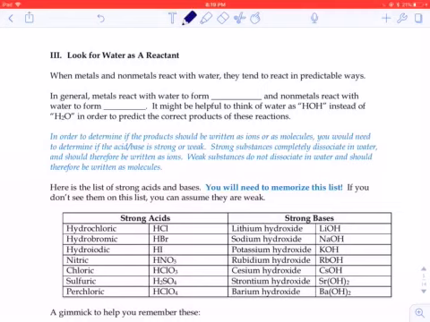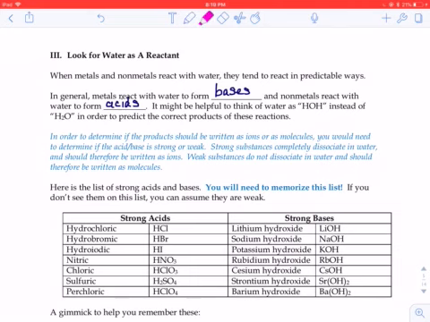The third type of reaction to be on the lookout for is when you have water as a reactant. When metals and nonmetals react with water, they tend to react in some predictable ways. So when metals react with water, they tend to form bases. And when nonmetals react with water, they tend to form acids.